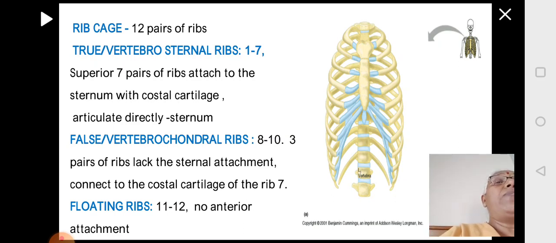fuse together, will come together and they will join to the 7th costal cartilage. The costal cartilage of the 7th rib, to that the 8th, 9th and 10th will attach. That's why they are called false ribs or vertebrochondral ribs. The first 7 are true or vertebrosternal ribs because they are attached to the sternum. The 8th, 9th and 10th are false ribs or vertebrochondral ribs because they are attached to the costal cartilage. Because they are attached to the costal cartilage, they are called vertebrochondral ribs.